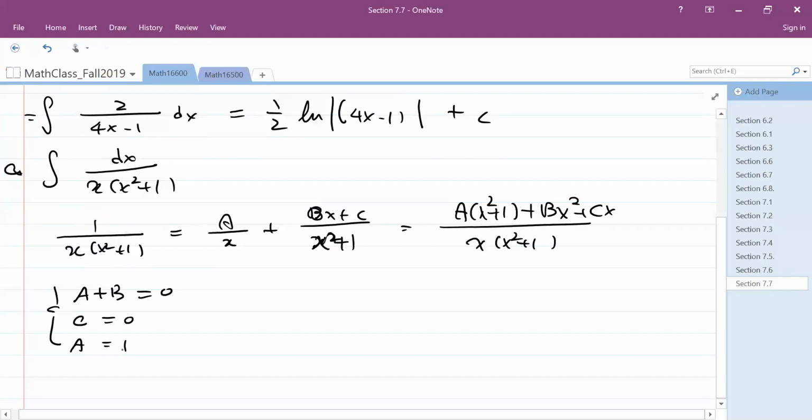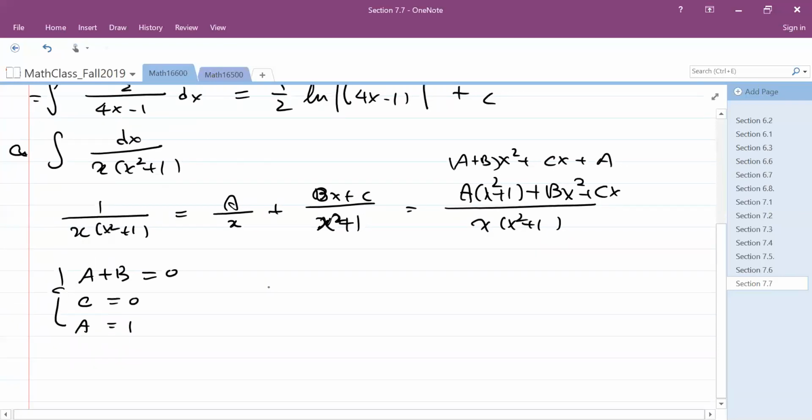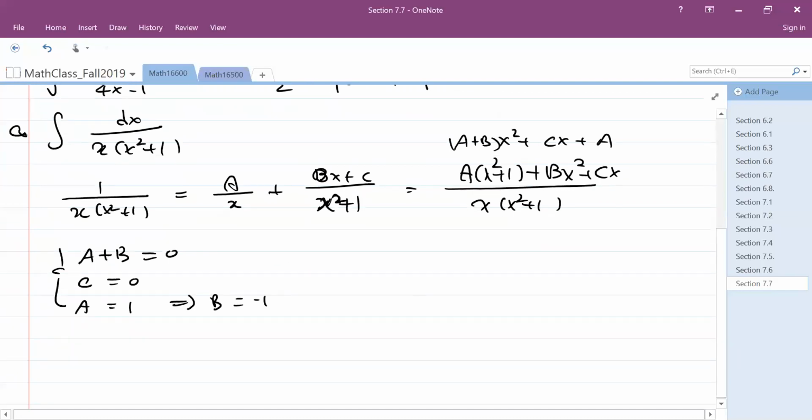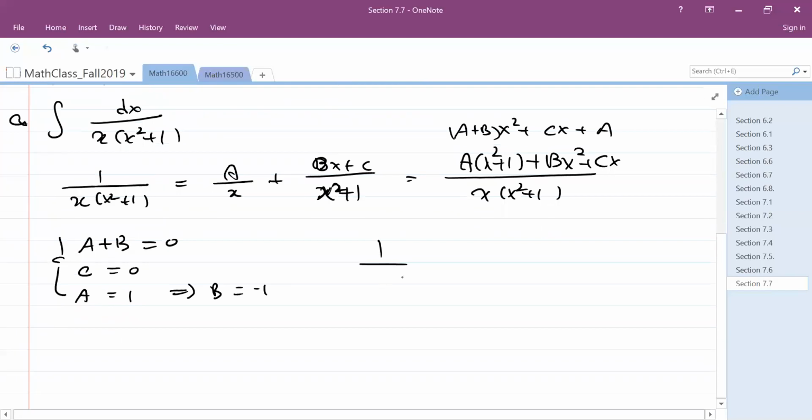Right? You compare the coefficients on both sides. This is A plus B times x squared, plus Cx, plus A. So this should be equal to 1 compared with the one on the left-hand side. So you can quickly get C is 0, right? A is 1, so that implies B equals -1. So you will get 1 over x times x squared plus 1 equals 1 over x minus x over x squared plus 1. And you double check if this is correct, okay? You can quickly get the decomposition without solving the system of linear equations in A, B, C.